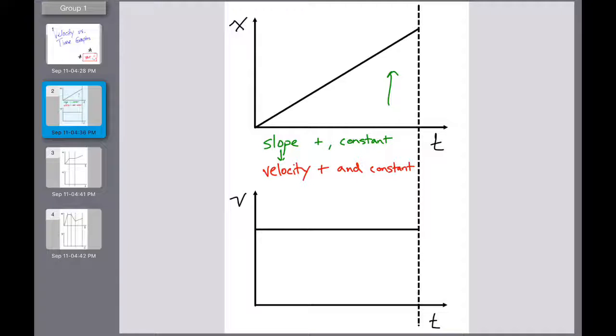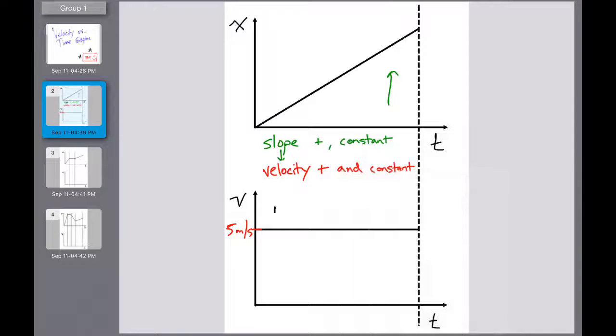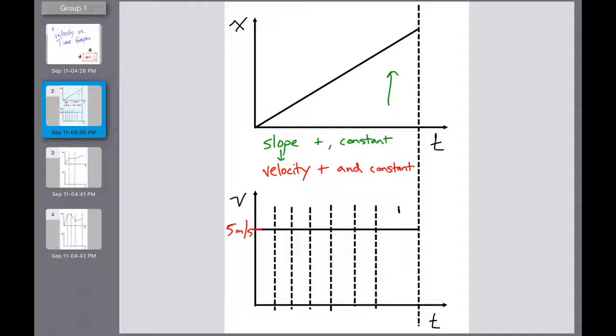Now, if you can imagine that there was a number here, let's say that this velocity was 5 meters per second, I can see that at every instant of time here, I'll draw that, there's 1 instant, 2, 3, 4, and so on. Each of these instances, I have a velocity of 5, 5, 5, 5. It does not change for the entire motion.